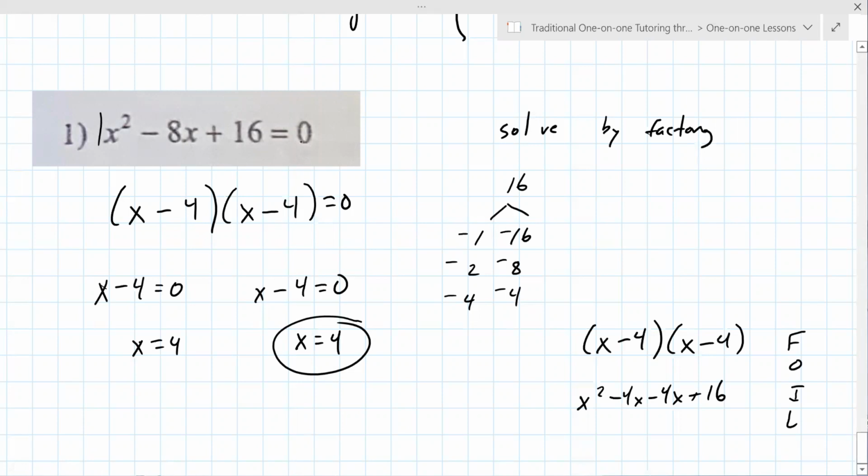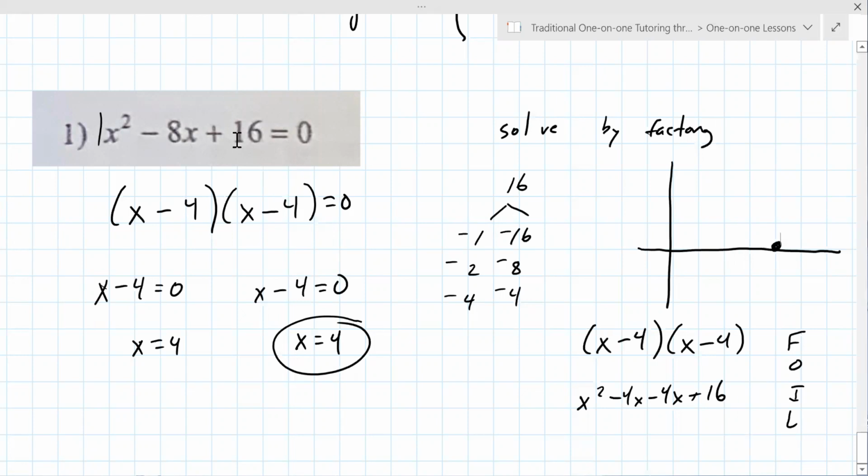Sorry, go ahead. Do you ever use that solve by factoring to make a graph? To graph it? No, probably not. This just tells you where it intersects the x-axis. It just tells you that it hits at 4. You would need to know some other things to be able to graph it. Usually you make a table with quadratics.